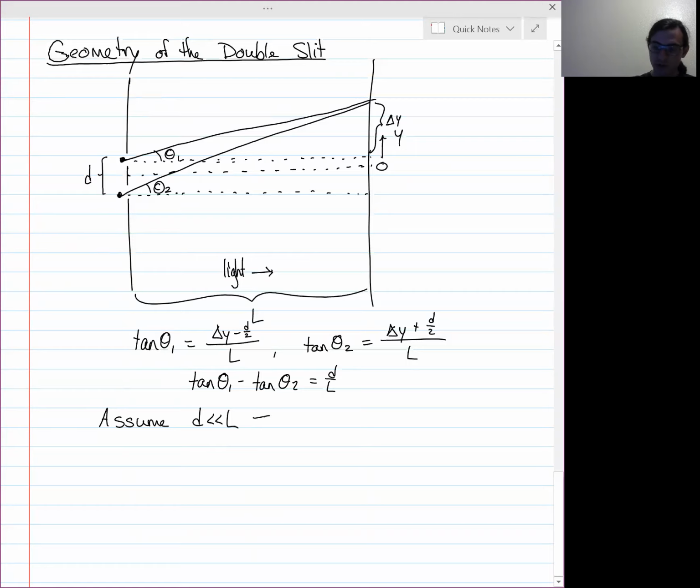So what does that imply? Well, that implies that the term d over 2 over L is very small, which implies that the tangent of theta 1 is approximately the tangent of theta 2. We can also see that from this equation. If d is significantly less than L, then tangent of theta 1 minus tangent of theta 2 is basically 0, and so these two quantities are equal. Now, based off of the Taylor series expansion of the tangent, this basically tells us that theta 1 is basically equal to theta 2, and so we're just going to call it theta. So again, for any d much, much, much smaller than L, this will generally be true, where theta 1 and theta 2 are the same angle.